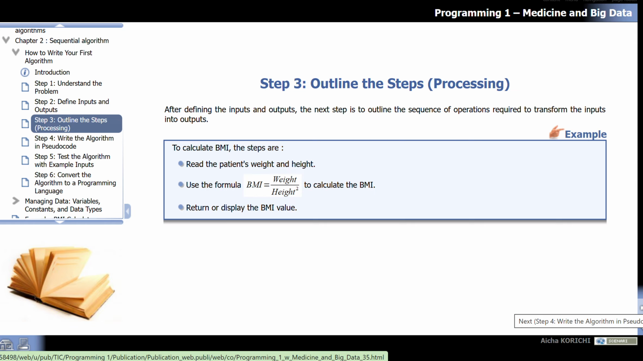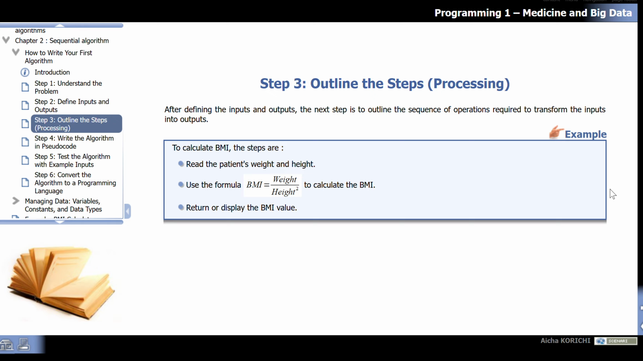So the next, or the third step, is outline the steps. So we identify the problem, we analyze the inputs and the output. Next we should draw the path. So outline the steps. For example, taking always the same algorithm to calculate BMI, the steps are: read the patient weight and height, use the formula to calculate the BMI, and the final step is to return or display the BMI value.